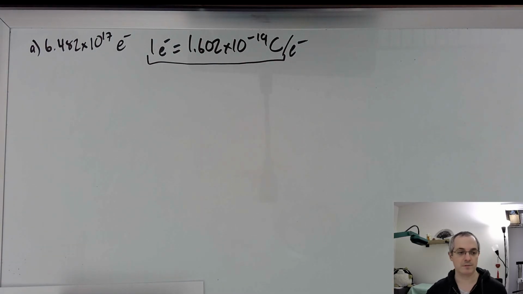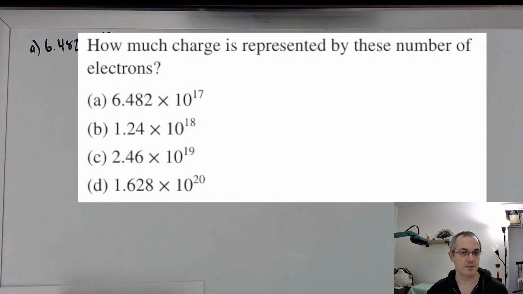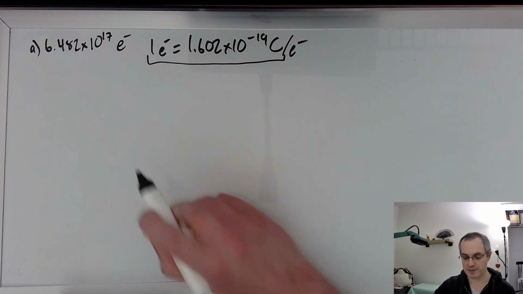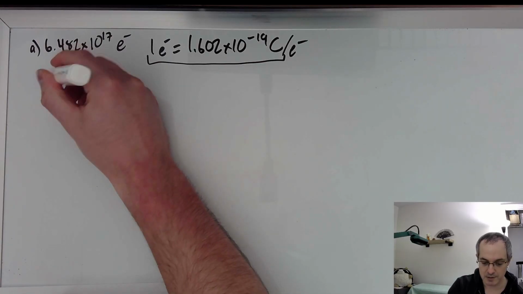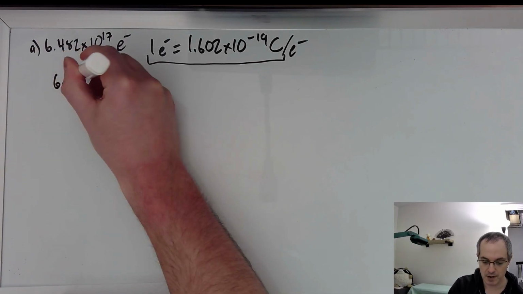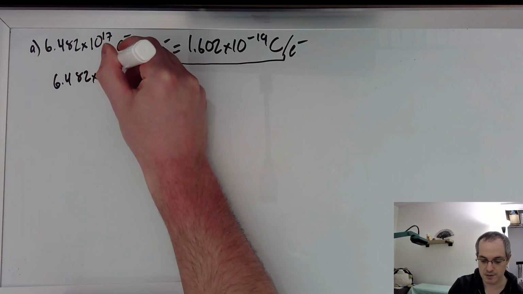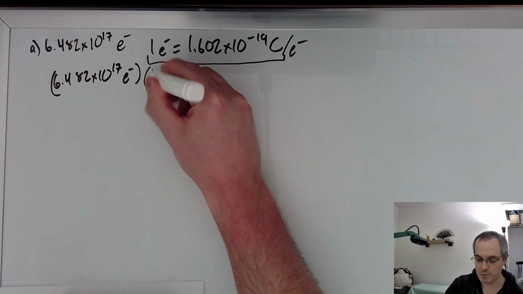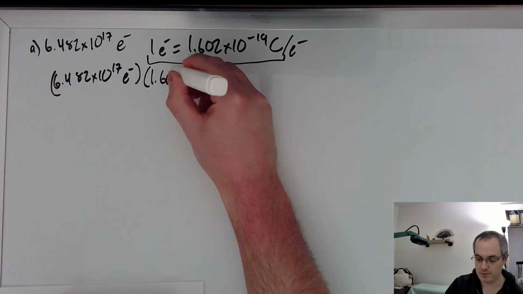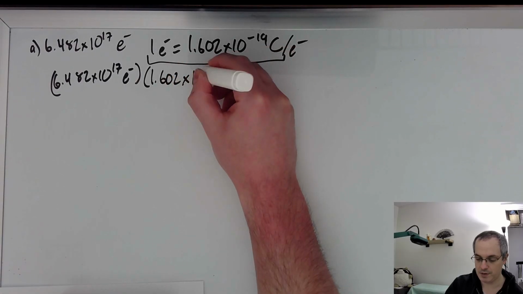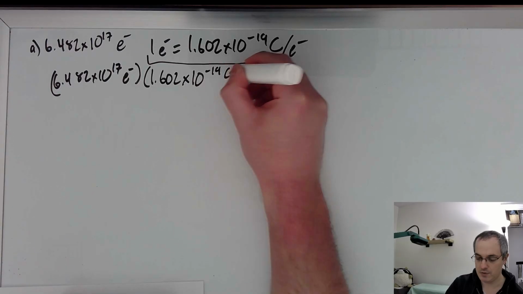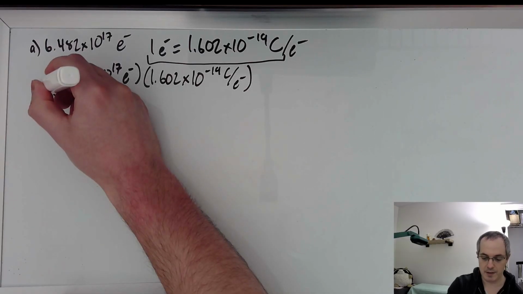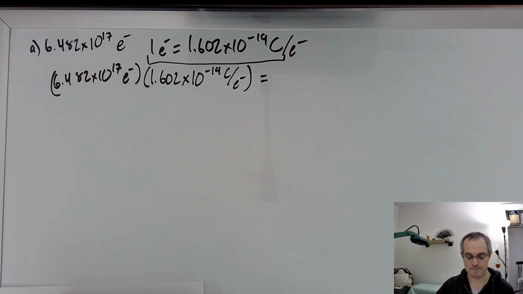So if we want to know the charge for this number of electrons, all we have to do is multiply these two numbers together. So that's going to be 6.482 times 10 to the 17 electrons times 1.602 times 10 to the minus 19 coulombs per electron. Easy peasy.